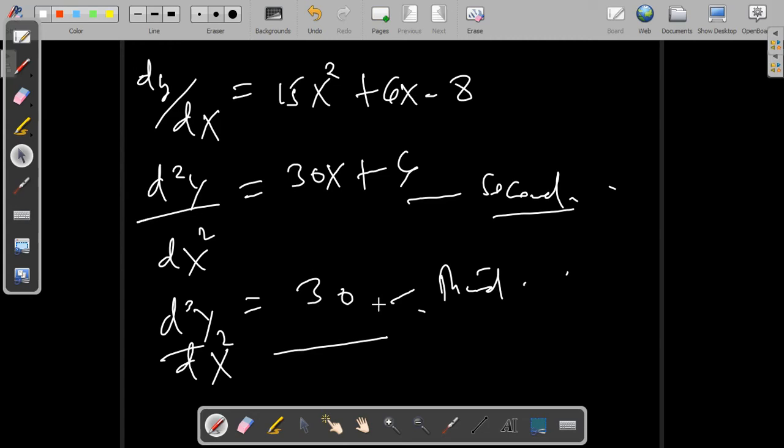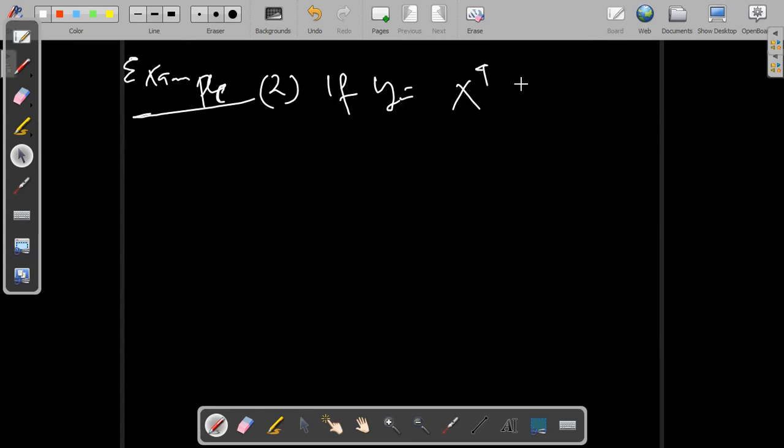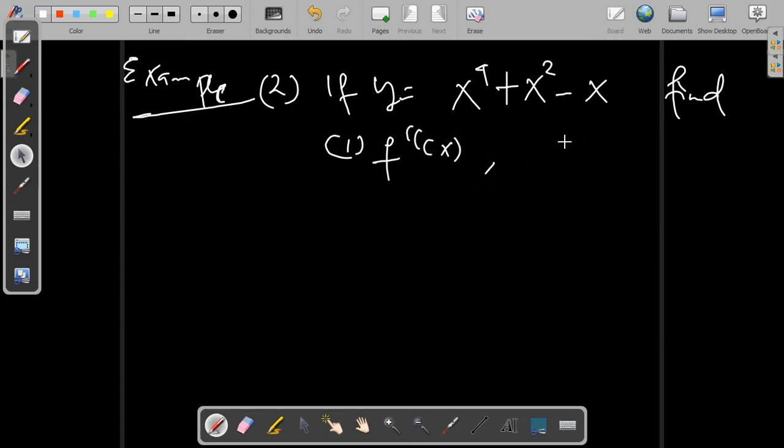Now after doing so, let's look at another example. If y is equal to x raised to the power 4 plus x raised to the power 2 minus x, you are required to find, first, the first order derivative, second, the second order derivative of the function, and last, the third order derivative of the function.